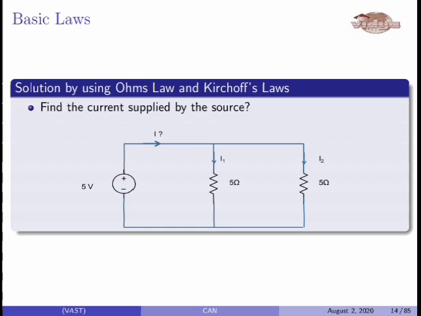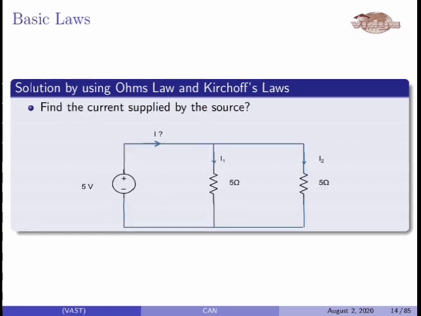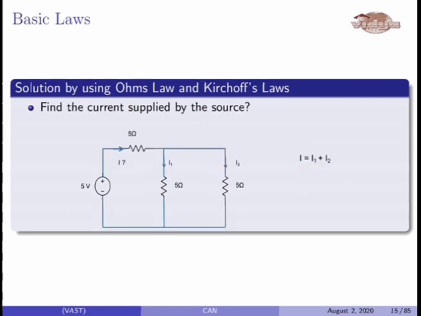So we have to find the current supplied by the battery using Ohm's law and Kirchhoff's laws. Sorry, here I forgot to include the 5 ohm resistance in series with the battery. So actually the problem is this: you have to find the current supplied by the battery, I. The current will be equal to I1 plus I2. We cannot directly apply Ohm's law since the voltages across each resistor are unknown.